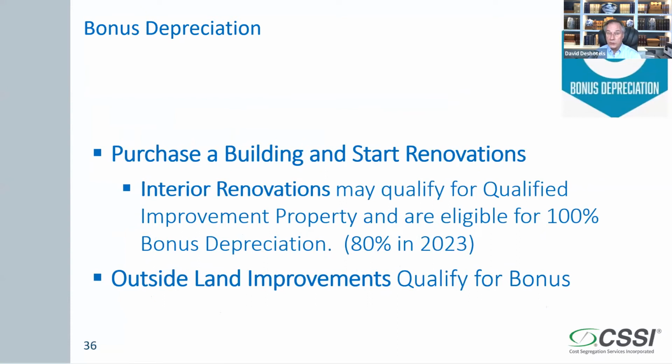Interior renovations. If you have a non-residential structure, you are probably eligible for qualified improvement property. Anything that you do to the interior of that building, you can write off because it will be 15-year property. You're eligible to write that off because property of 20 years or less is eligible for bonus depreciation. So in 2023, that will be 80%. But know that if you buy a property that needs to be renovated, and you do a lot of work on the inside, just about all of that you can write off in the first year.